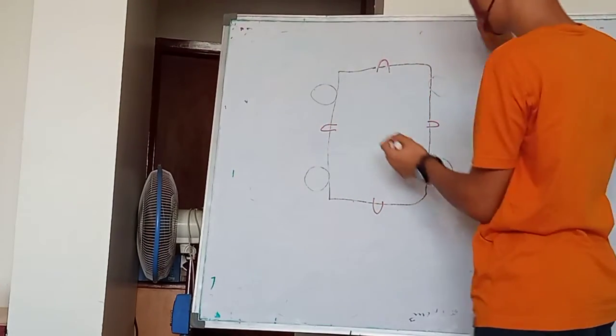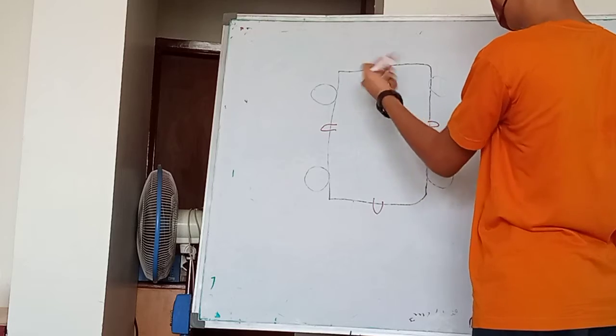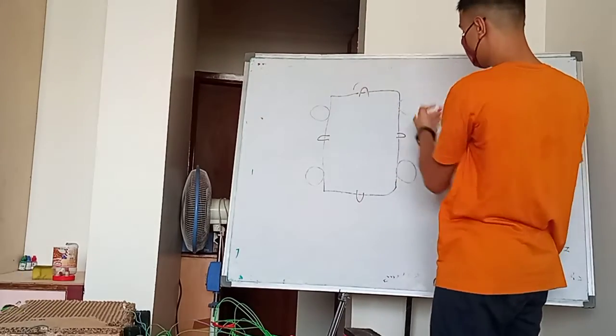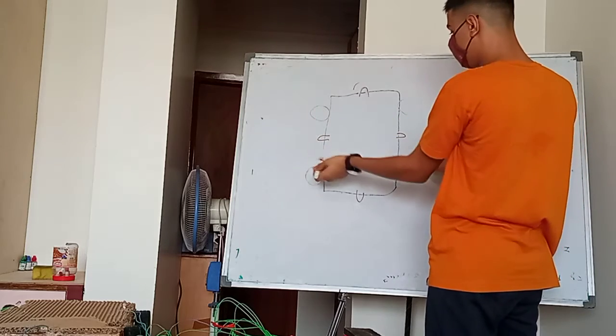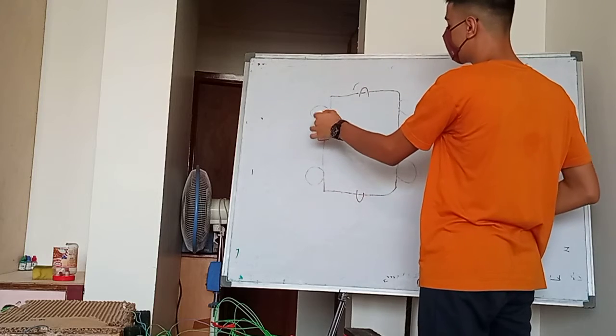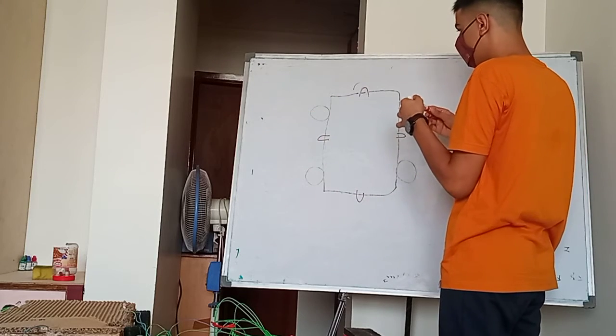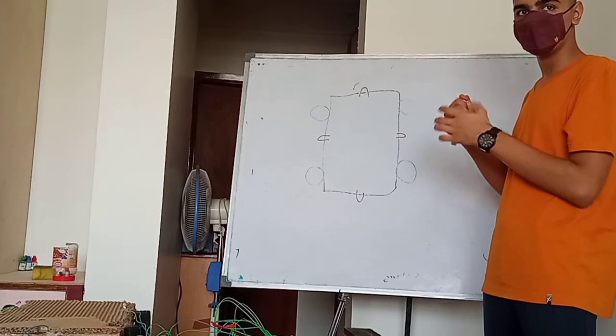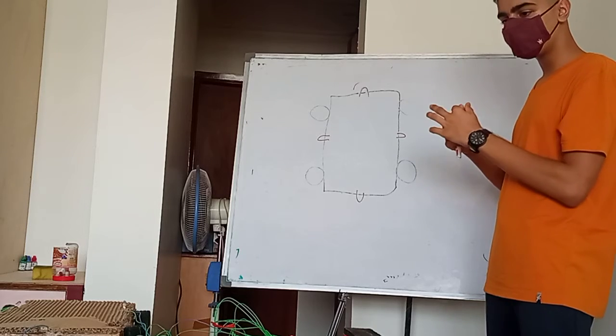I have done some basic circuits by which if the car moves forward, this LED will glow. If the car moves right, this LED will glow. If the car moves backwards, this LED will glow. And if the car moves left, then this LED will glow. That's it. So this is a basic car.